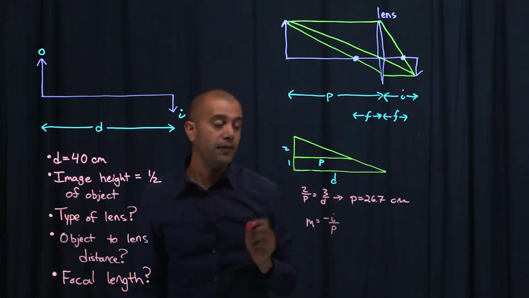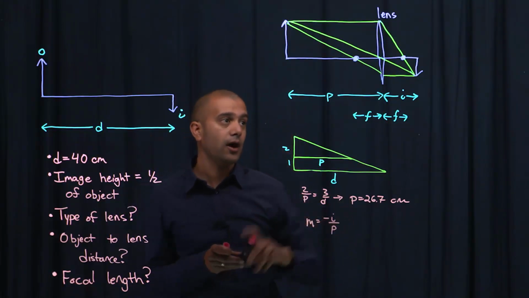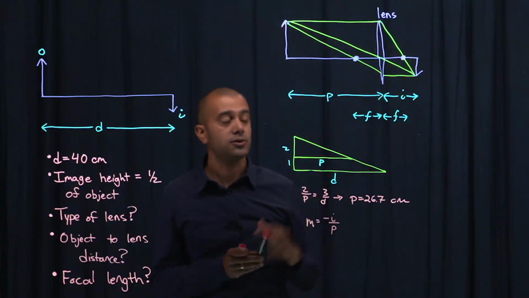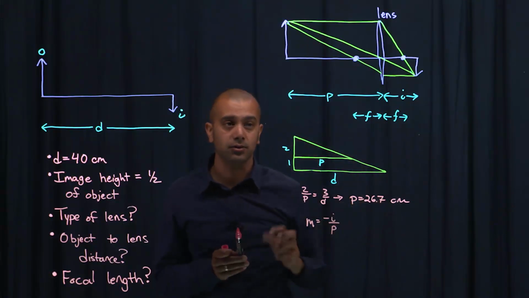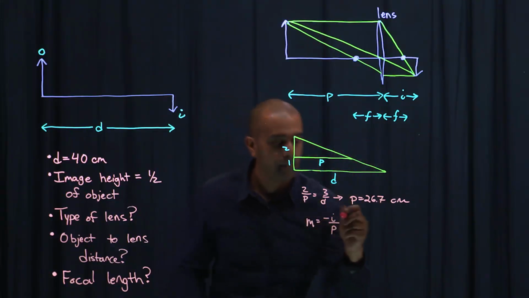Okay. In this case, what's our magnification? Well, we know that the image height is half the object height. It's also inverted, so that's going to give us a minus. So the magnification is minus a half.